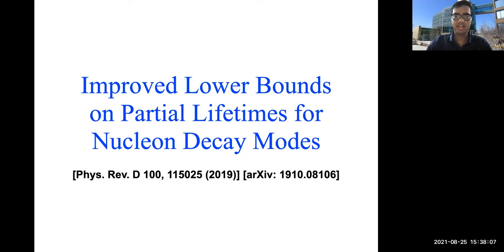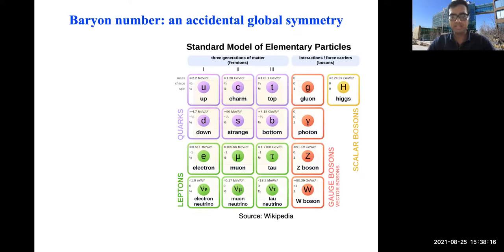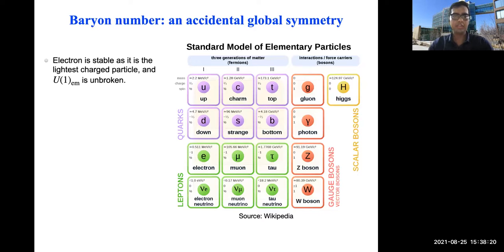So let us discuss the improved lower bounds on partial lifetimes for nucleon decay modes. First, we ask, what is baryon number? Well, this is the field content of the standard model as we know it. And we can ask the question, why is the electron stable? The answer is that it is stable as it is the lightest charged particle. And in the standard model, the charge is gauged as U(1) and is unbroken.